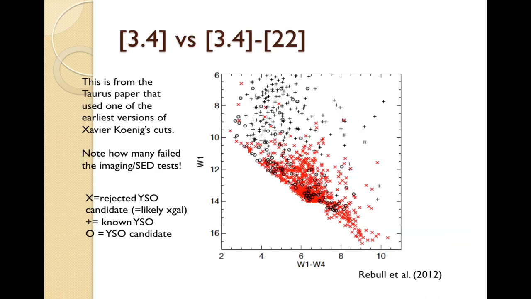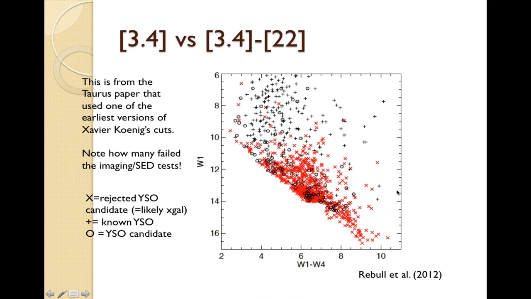So here are some WISE diagrams. This one comes from a Taurus paper, where we were using WISE to find objects in Taurus, which is a big star forming region. So here we have WISE 1 versus WISE 1 minus WISE 4. A lot of points have been chopped out. You can see it's kind of got a flat edge here and sort of a funny step function. That's because that was our very first cut to weed out all the things down there that we were pretty sure were not going to be young stars in Taurus.